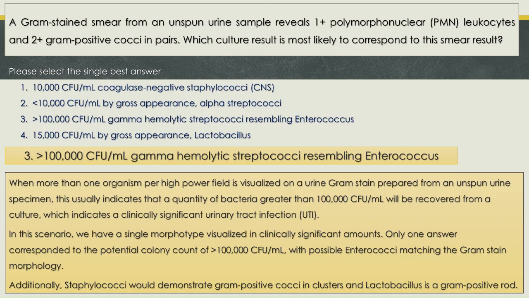When more than one organism per high-power field is visualized on a urine gram stain prepared from an unspun urine specimen, this usually indicates that a quantity of bacteria greater than 100,000 CFU/ml will be recovered from a culture, which indicates a clinically significant urinary tract infection, UTI. In this scenario, we have a single morphotype visualized in clinically significant amounts. Only one answer corresponded to the potential colony count of greater than 100,000 CFU/ml, with possible enterococci matching the gram stain morphology. Additionally, staphylococci would demonstrate gram-positive cocci in clusters and Lactobacillus is a gram-positive rod.